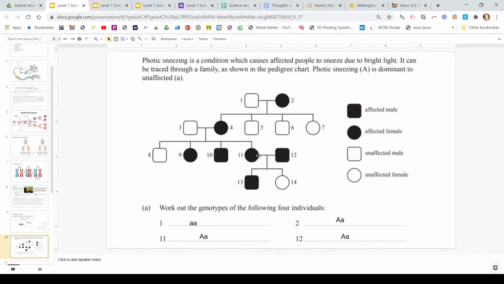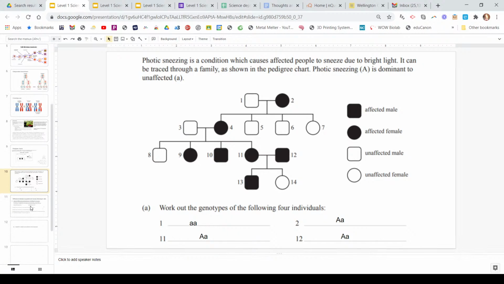But because they are affected, we know that their other allele must be the dominant one in this situation. Make sure you read the question carefully and think carefully about what each of those alleles, the dominant, means. And it might be useful to actually write down the genotypes on the diagram, just to help that make sense to you. And then if you bump into an area you're not certain with, go back and double check them, just to make sure that what you've done is correct. Okay, I hope that helps.